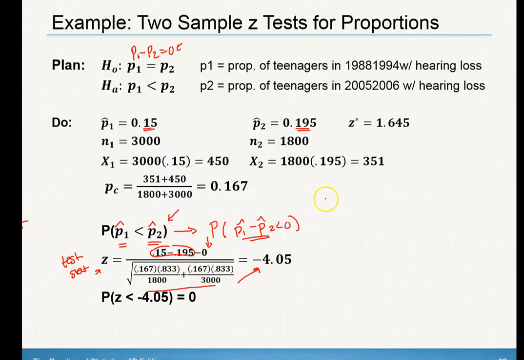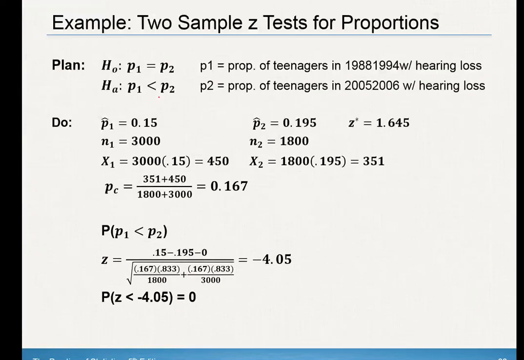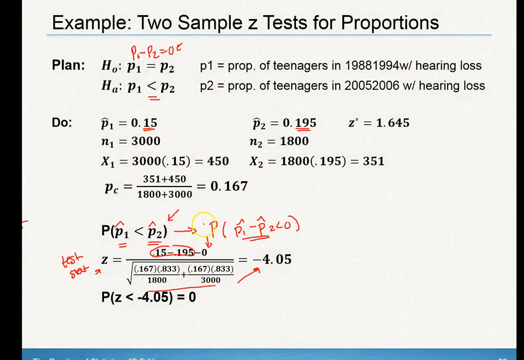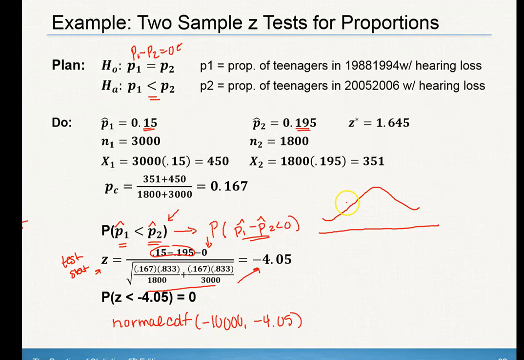Now we're finding the probability that Z is less than negative 4.05. And why did we do less than? Well, we did less than because in my alternative, it's also less than. The other thing I wanted to show you here is if you're not sure how to get this on your graphing calculator, just make sure here this is your normal CDF. Since we want less than, it's negative 1,000, comma, negative 4.05. And then also on your curve, here's your critical z-score.